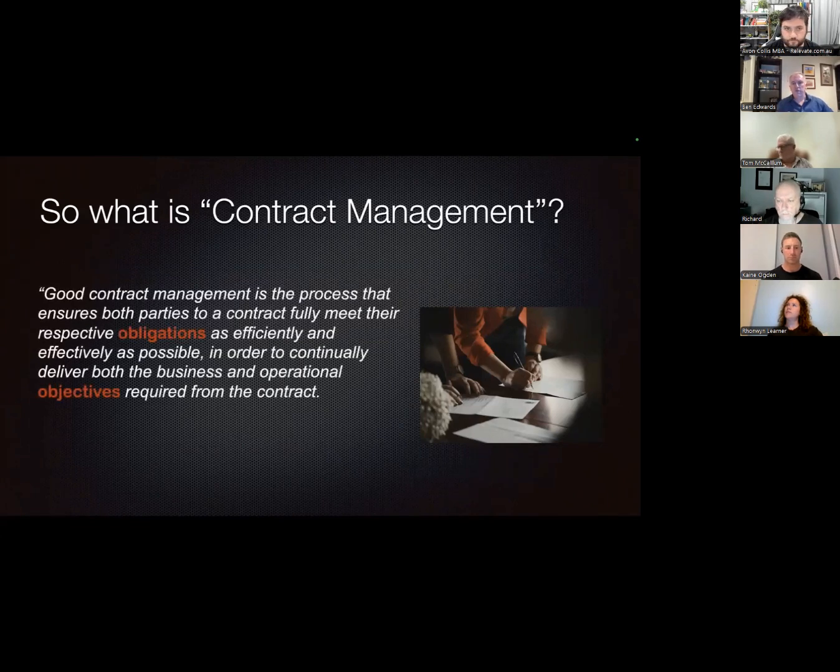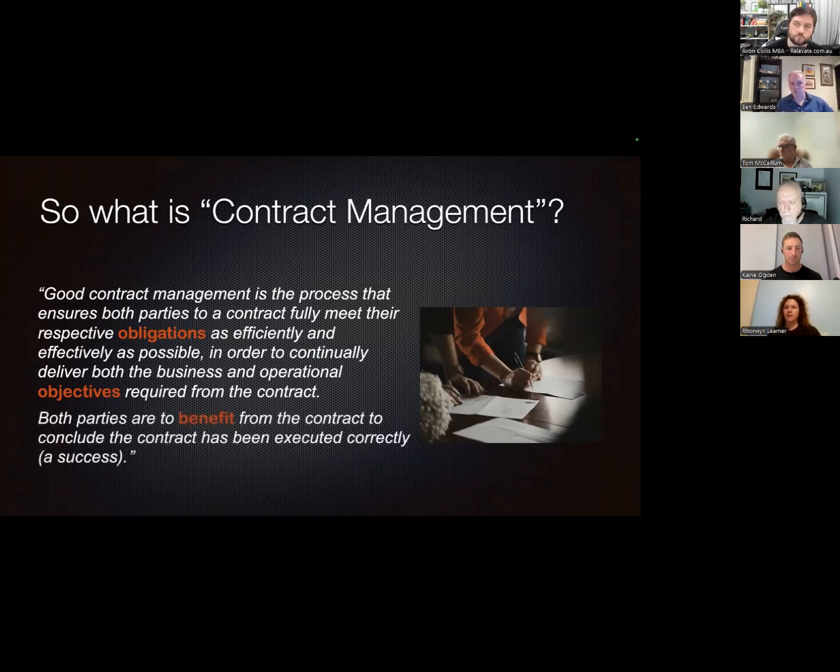So what is contract management in itself? One of the definitions is that good contract management is the process that ensures both parties meet their obligations of the contract to deliver some objectives. So the client has obligations as well as the contractor, to achieve objectives for the client and for the contractor, and both of them should benefit from the contract. So financially for the contractor usually, or more efficient systems or cost savings or other benefits for the client.